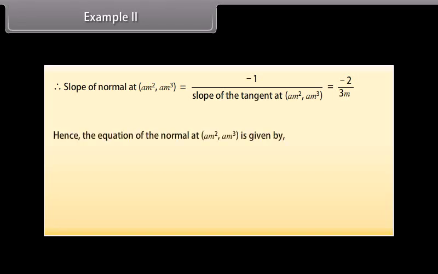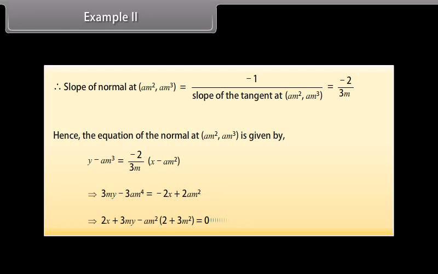Hence, the equation of the normal at (am², am³) is given by y minus am³ = minus 2/3m into (x minus am²). It implies that 3my minus 3am⁴ = minus 2x plus 2am². It implies that 2x + 3my minus am²(2 + 3m²) = 0.